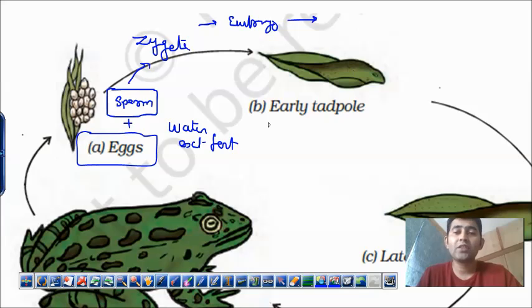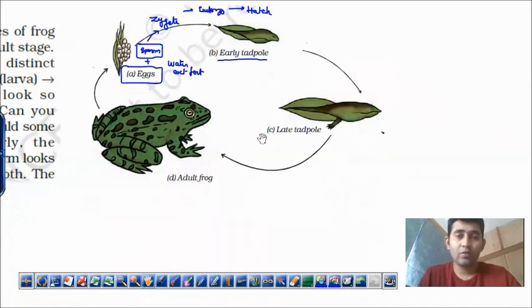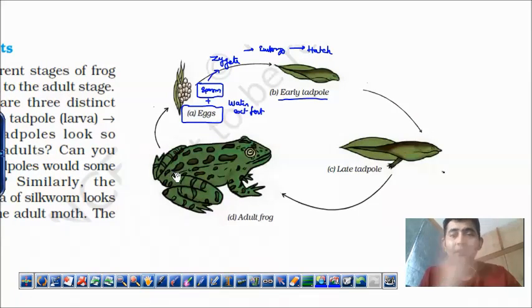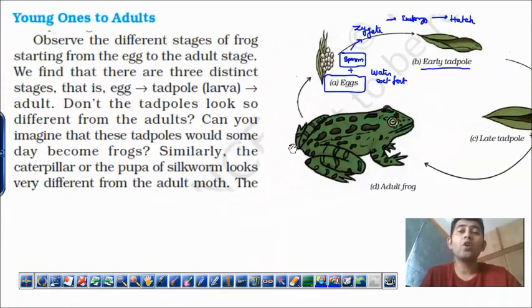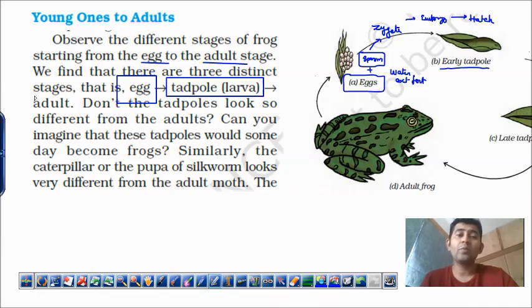And that hatch you get an early tadpole. That early tadpole is a baby. Then you become late tadpole. Late tadpole finally becomes an adult frog. This is how the life cycle of a frog goes from young ones to adult. Observe the different stages of frog starting from egg to adult. We find that there are three distinct stages. या तो तुम अंडे हो, या तुम टेडपोल हो जिसको लार्वा भी बोलते हैं, या तुम एडल्ट फ्रॉग. Three stages.